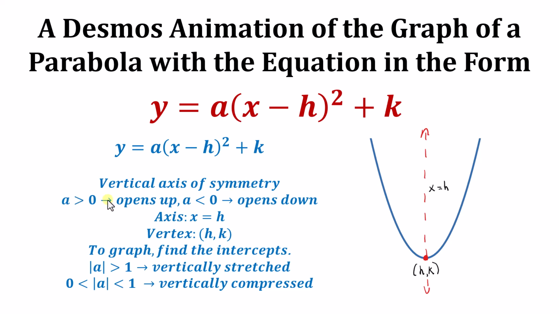If a is greater than 0, the parabola opens up. If a is less than 0, the parabola opens down. The vertex is always the point h comma k, and therefore the equation of the axis of symmetry is x equals h. In addition, if the absolute value of a is greater than 1, the graph is vertically stretched and is more narrow. If the absolute value of a is between 0 and 1, the parabola is vertically compressed and is more wide. And now let's go to Desmos.com and look at an animation.